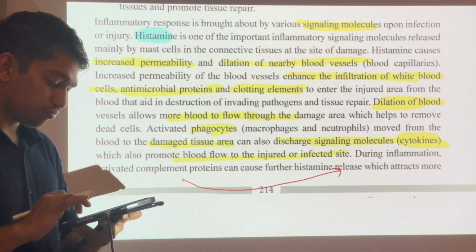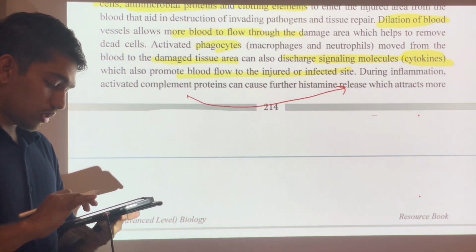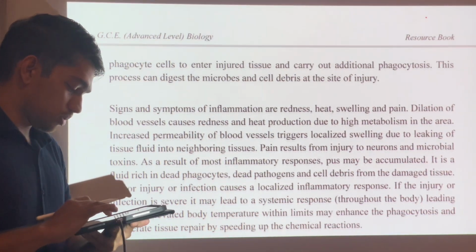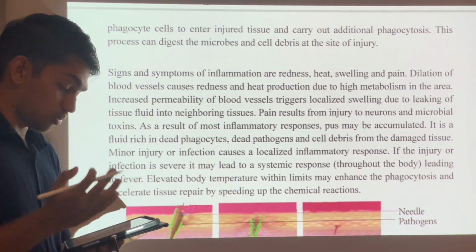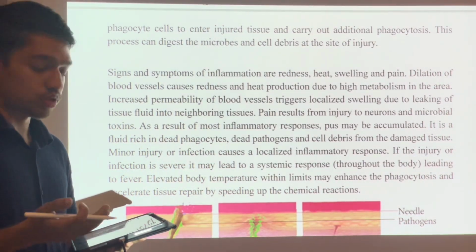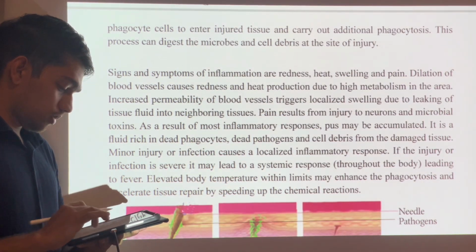So these are done systemically, right? More and more phagocytic cells, phagocytes, will enter the tissue site, the damaged site, and further phagocytosis will be carried out, right?